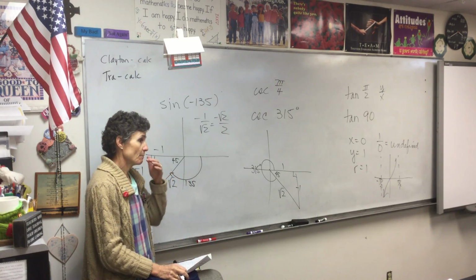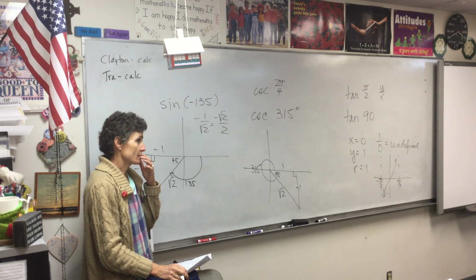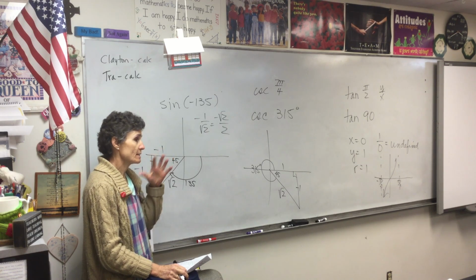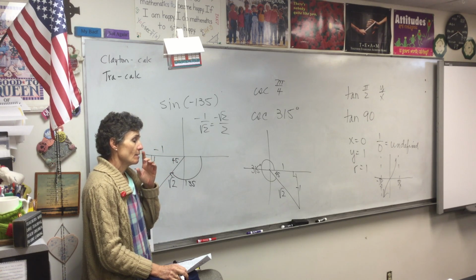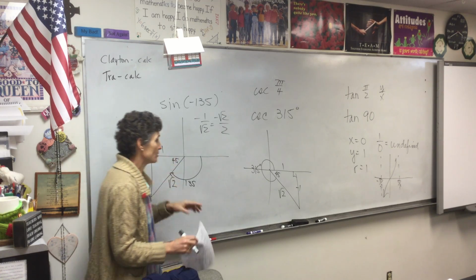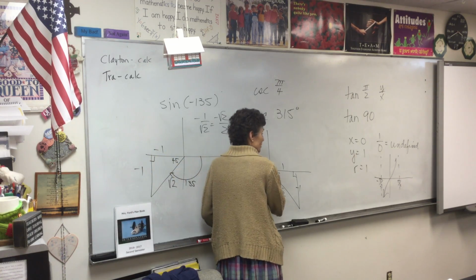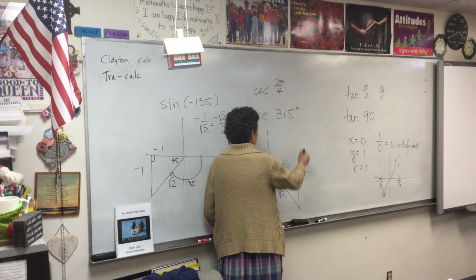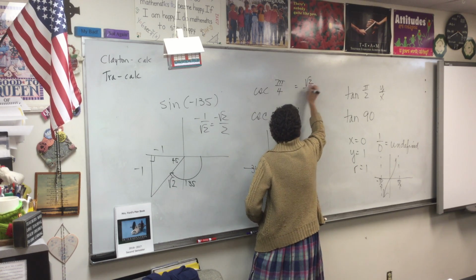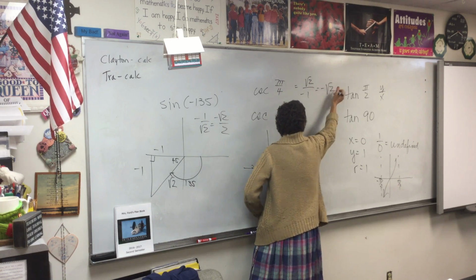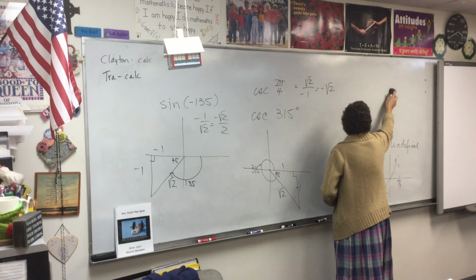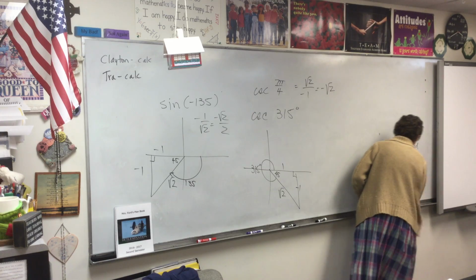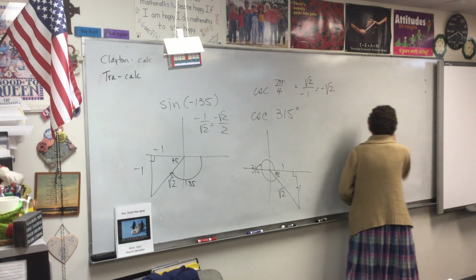Cosecant, reciprocal of sine. The co's never go together, so cosecant has to go with sine. Reciprocal of sine. Sine is opposite over hypotenuse, so this would be hypotenuse over opposite. So root 2 over negative 1, or negative root 2. Any questions about that section?